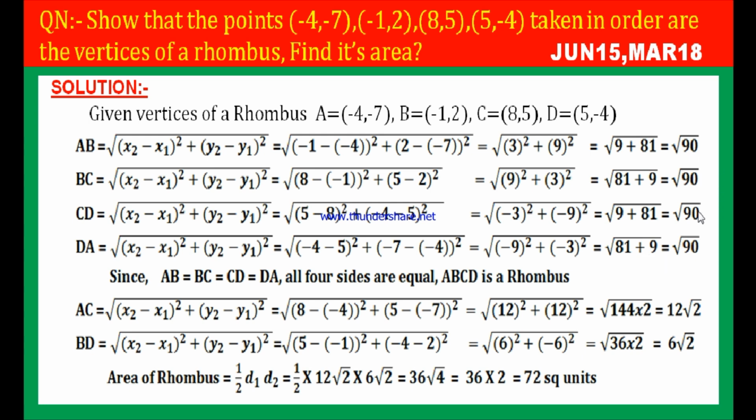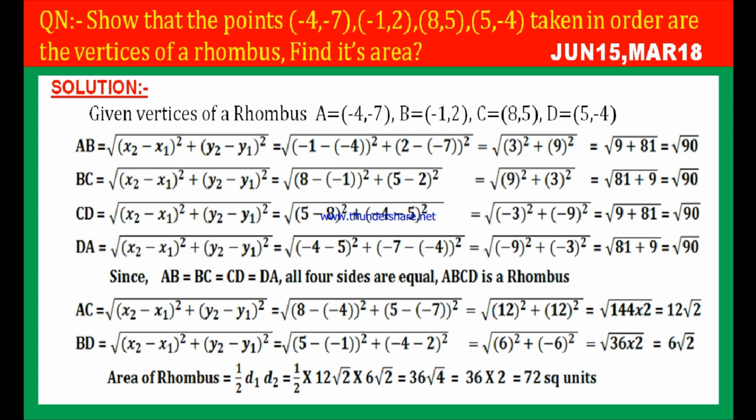If you observe all the four sides, the lengths of the four sides are equal. Root 90 units, root 90 units, root 90 units and root 90 units. Since AB is equal to BC is equal to CD is equal to DA, all four sides are equal, then ABCD is a rhombus. Then we proved the first part of the given question.